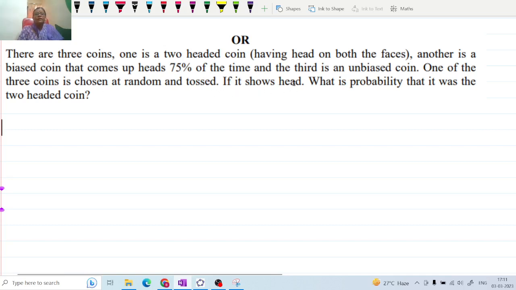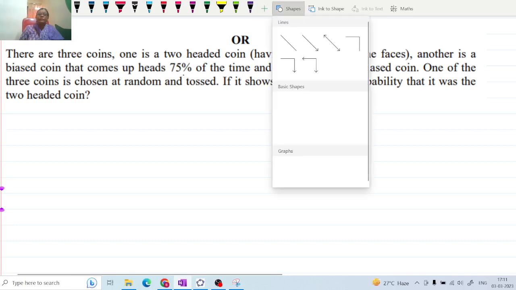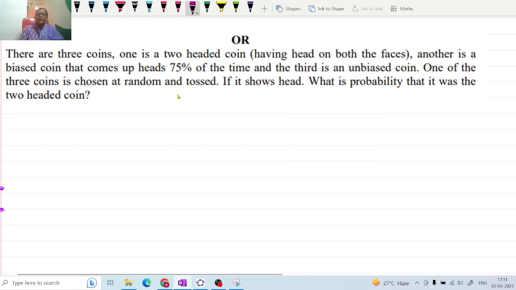So it's the probability of head. The probability of head depends upon the three types of coin. So you will have to identify. So let's take up this table.